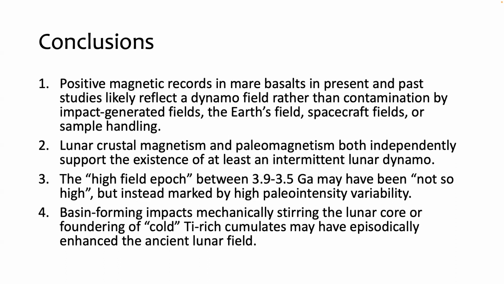The high field epoch between 3.9 and 3.5 billion years ago might have been not so high all the time, but it might have instead been marked by high paleointensity variability, even for a dynamo that's still active. And then fourth, basin forming impacts mechanically stirring the lunar core, or maybe foundering of cold titanium-rich cumulates left over from magma ocean solidification may have episodically enhanced the ancient lunar dynamo field. So I guess I'm kind of walking towards this idea that the lunar field could have been intermittent or at least intermittently intense. And there's a lot more work for modelers to run with these ideas and see how feasible they actually are.